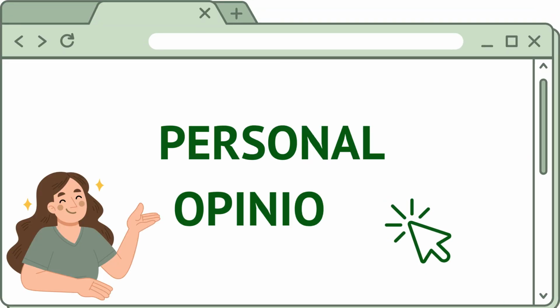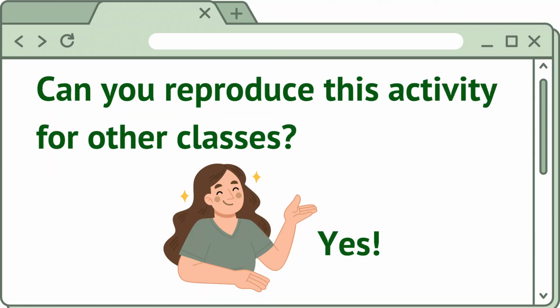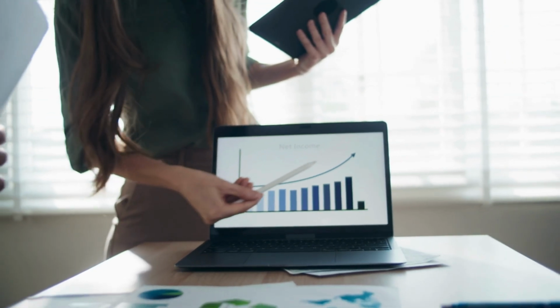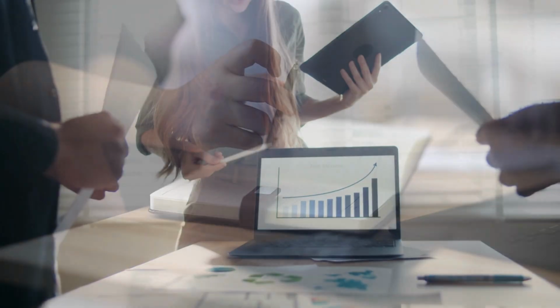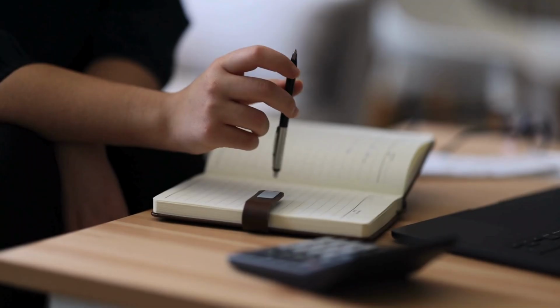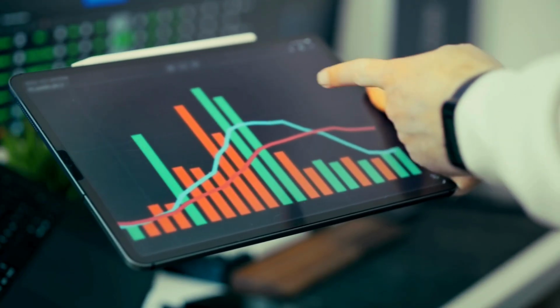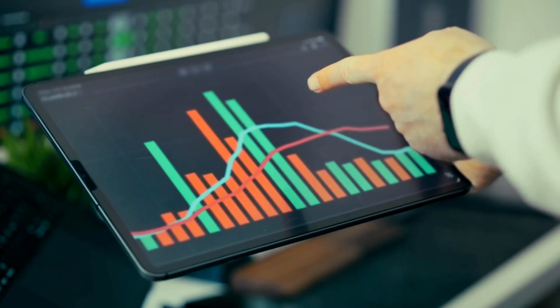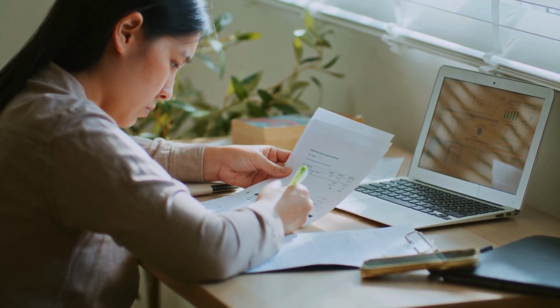Personal opinion. Can you reproduce this activity for other classes? Yes. This activity can be applied across other subjects. For example, in finance class, students could use AI to generate a data set of company financial statements over 5 years and calculate financial index numbers. The key benefit is that AI helps simulate real-world data sets, while students still perform the analysis and interpretation themselves in Excel.